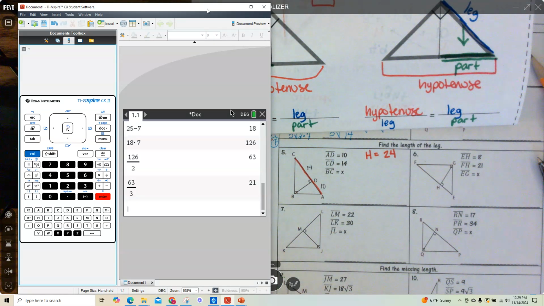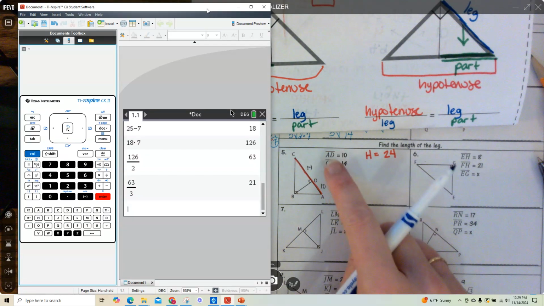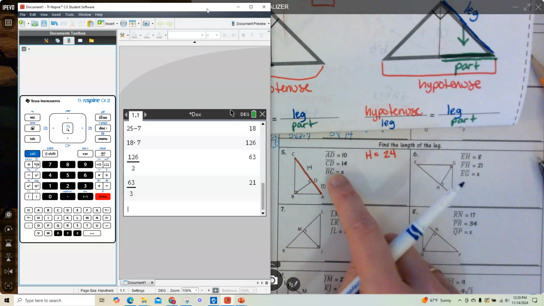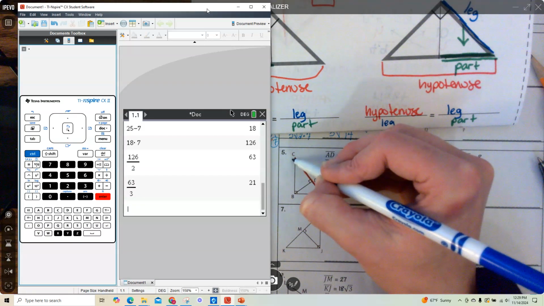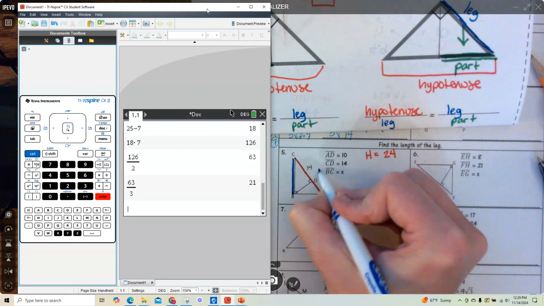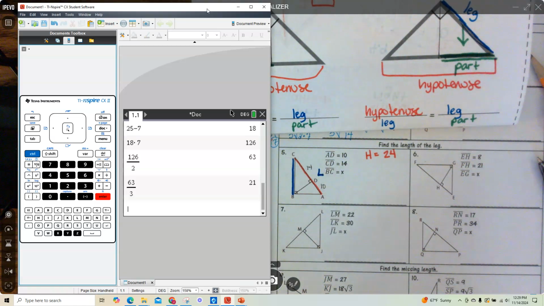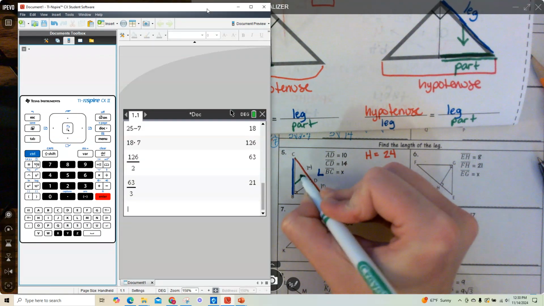All right, I need a leg. So AD is not a leg, CD is not a leg, so BC has to be my leg. So that's my leg. Which part do I need? Do I need the 14 or the 10? You need a 14. Yep, it's the part that's below it.